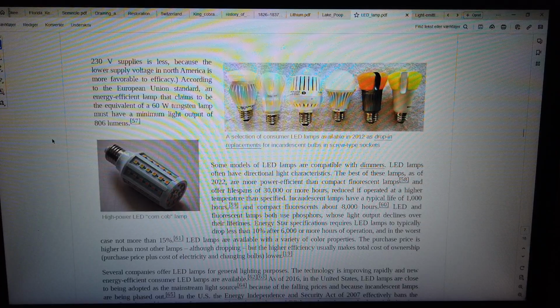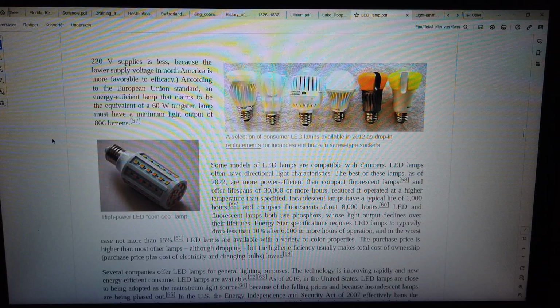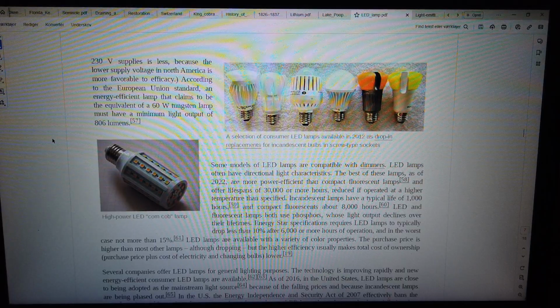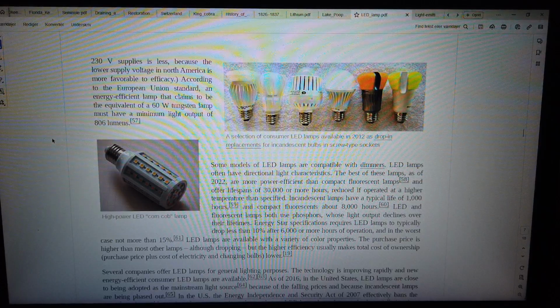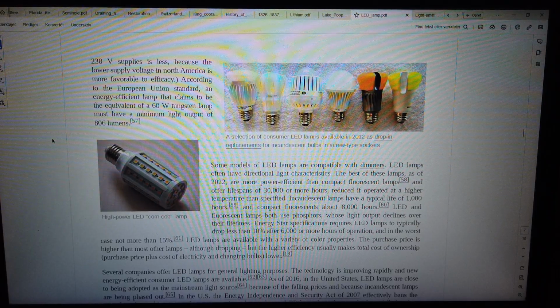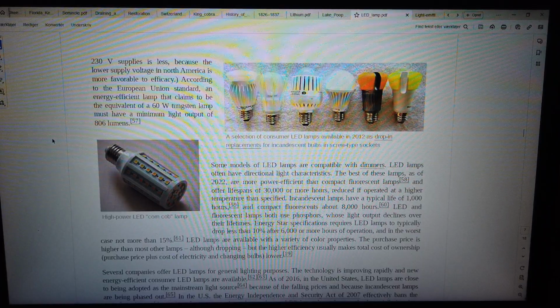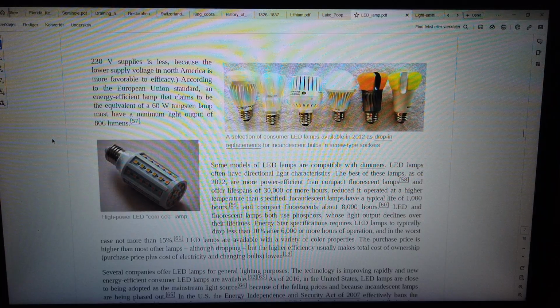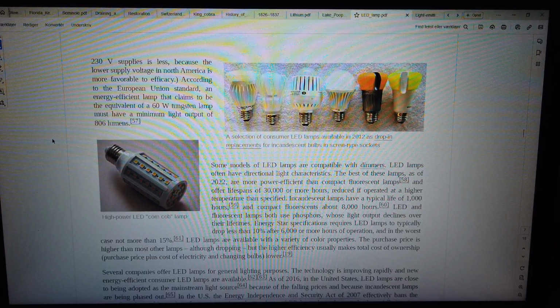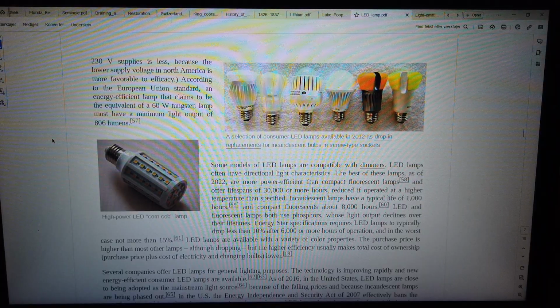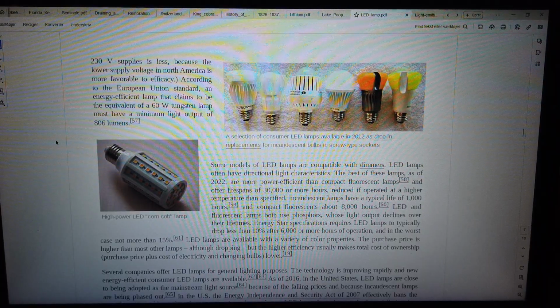High-power LED corncob lamp. Some models of LED lamps are compatible with dimmers. LED lamps often have directional light characteristics. The best of these lamps, as of 2022, are more power efficient than compact fluorescent lamps, and offer lifespans of 30,000 or more hours, reduced if operated at a higher temperature than specified. Incandescent lamps have a typical life of 1,000 hours, and compact fluorescents about 8,000 hours.